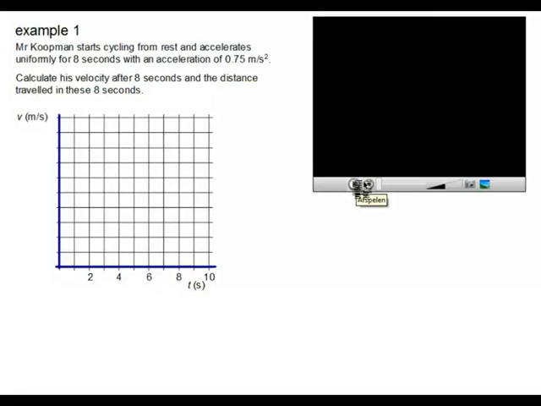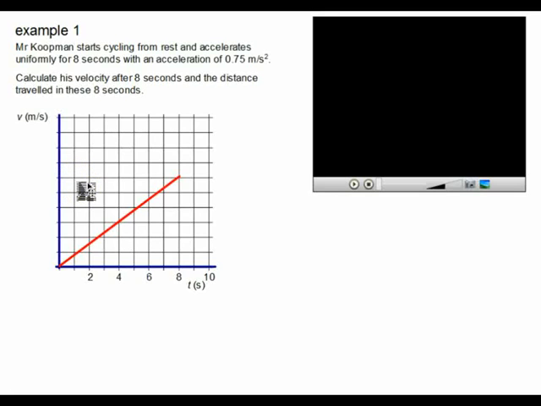Okay, step number 2 is to sketch a graph of what's happened here. Well, we know we have to draw a velocity time graph. Mr. Koopman started cycling, so the graph will start over here in the origin. And he accelerates uniformly, which means that his speed will increase at the same constant rate. So it will be a straight line going up, something like this, which ends at 8 seconds because then we will stop after 8 seconds. Okay. That's our velocity time graph. It's a sketch. No numbers are required yet. We just sketch to see what happened.